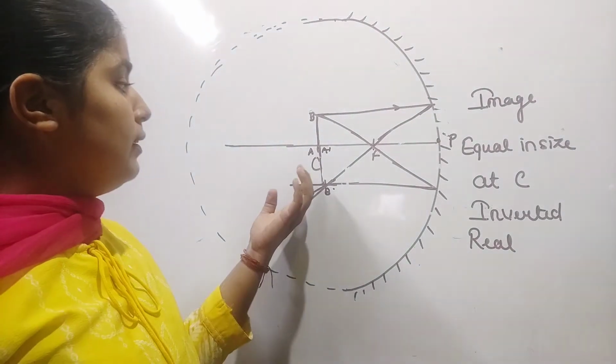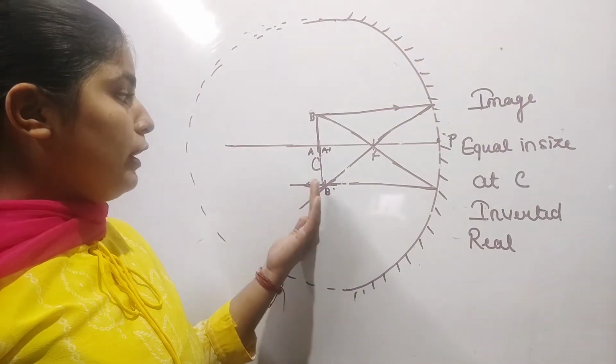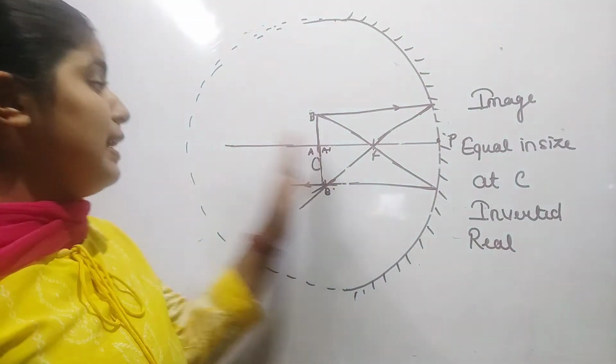We will discuss the image formed by the concave mirror when the object is placed between C and infinity.